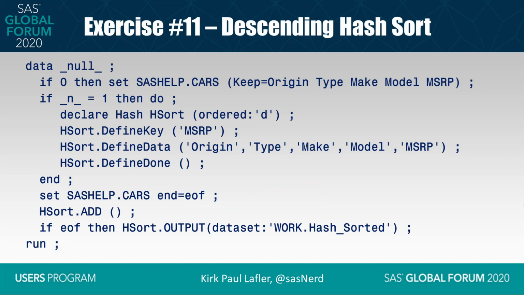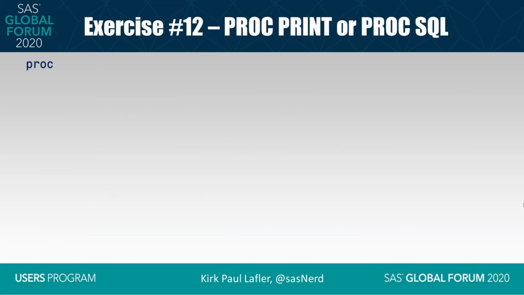So this descending hash sort routine essentially captured the metadata from the data set that we want to read data from, sashelp.cars. The first iteration through the step, we want to declare or define our hash object, calling it HSort, telling SAS that we want the data set to be ordered in descending order by the key MSRP.